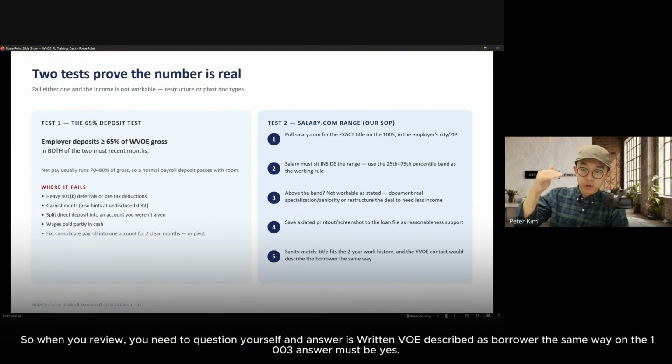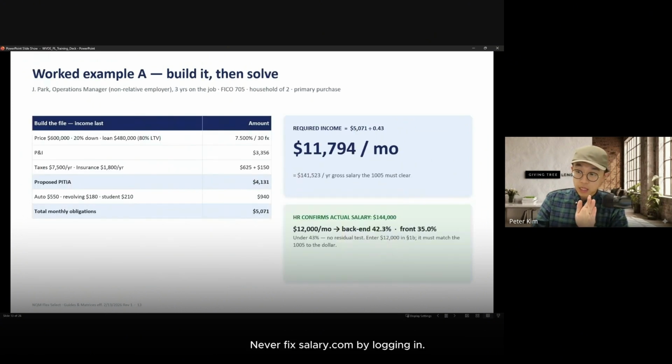So when you review, you need to ask yourself and answer: is the written VOE describing the job the same way as on the 1003? The answer must be yes. Never fix salary.com by logging in. There is a log that's traceable. Don't do that. So for example one, we build first and then solve.